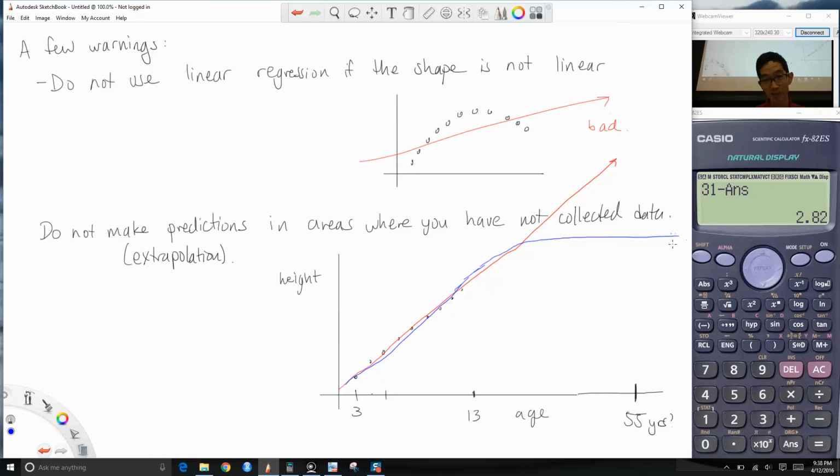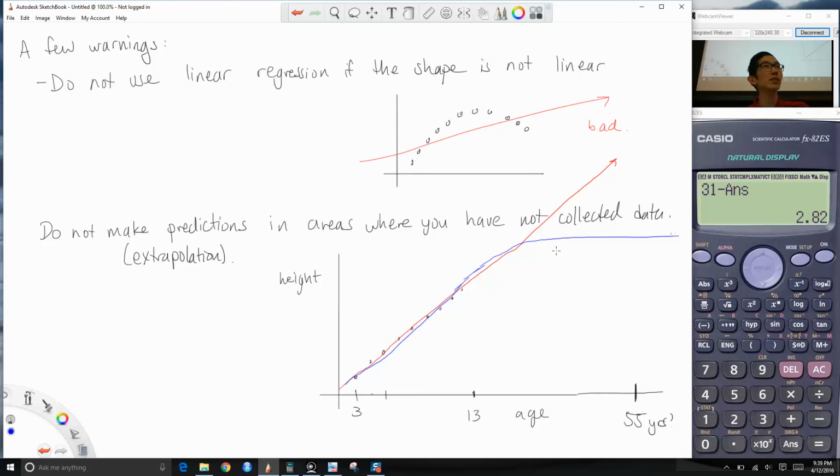So we can't do this, but people do this all the time, especially in politics and in news. They're like, for the past 20 years we've seen this trend, so by the year 2050 or 2100, this is what the world's going to look like. And the truth is nobody knows what the future is going to look like.